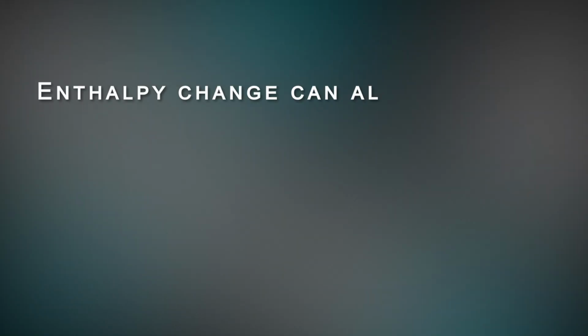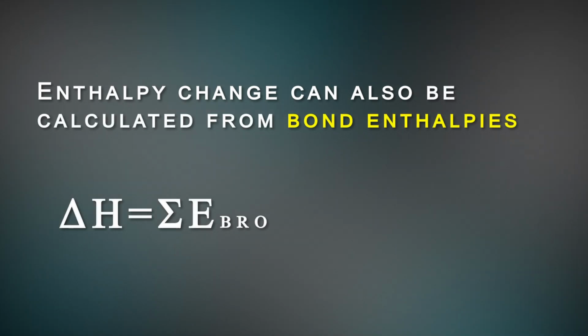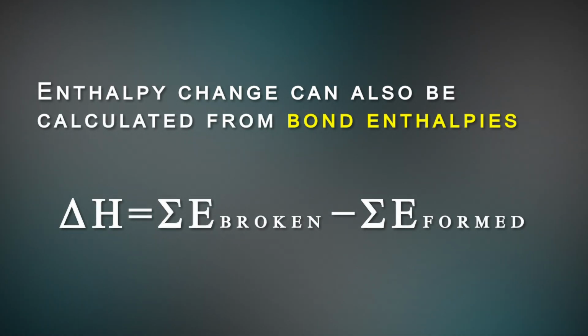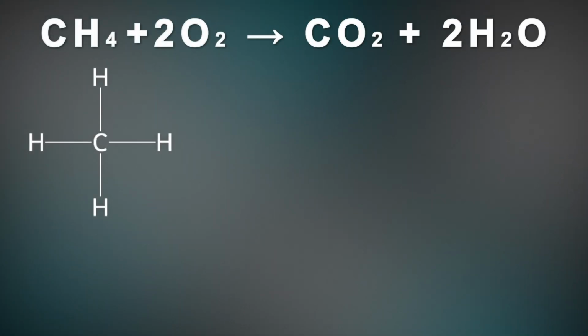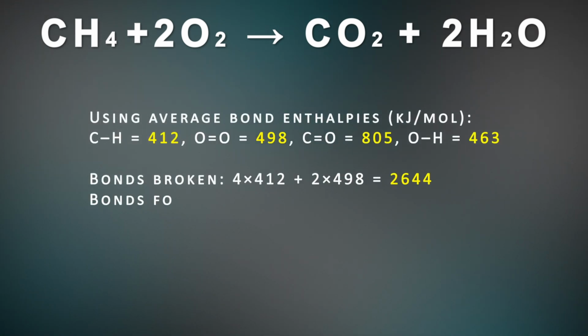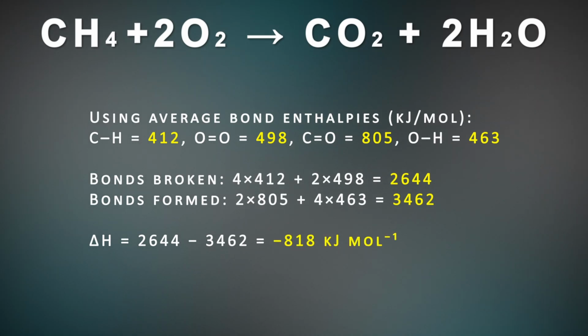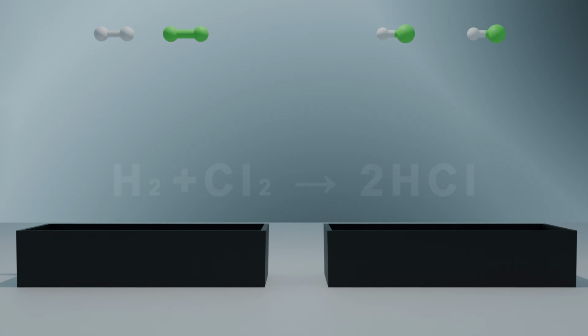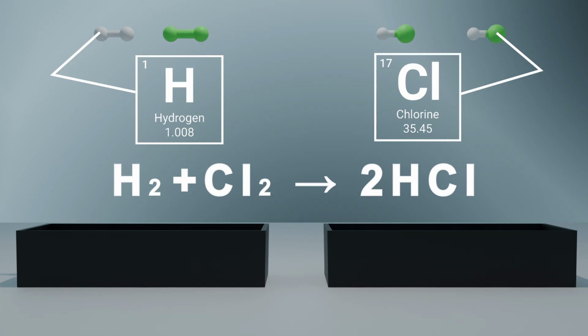The enthalpy change of a reaction can also be estimated using bond energies. Breaking bonds requires energy, while forming bonds releases energy. The net change is bonds broken minus bonds formed. First, let's draw the Lewis dot diagrams for each molecule. Using tabulated bond enthalpy values and applying the formula, we get negative 818. For the same reaction, the heats of formation method gave us negative 890.